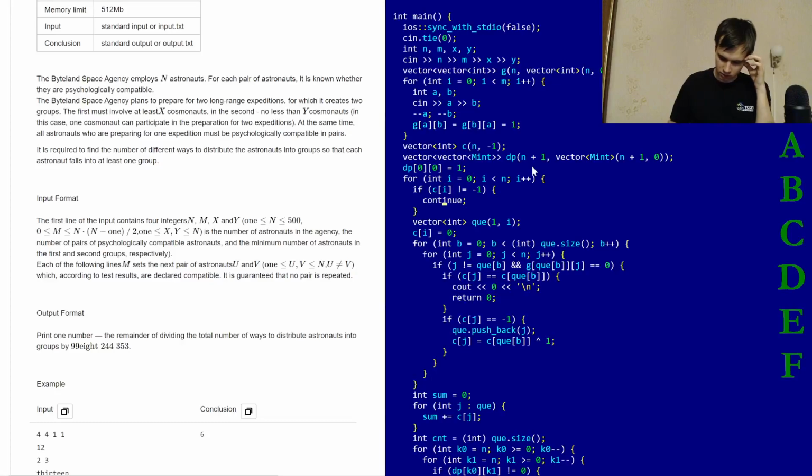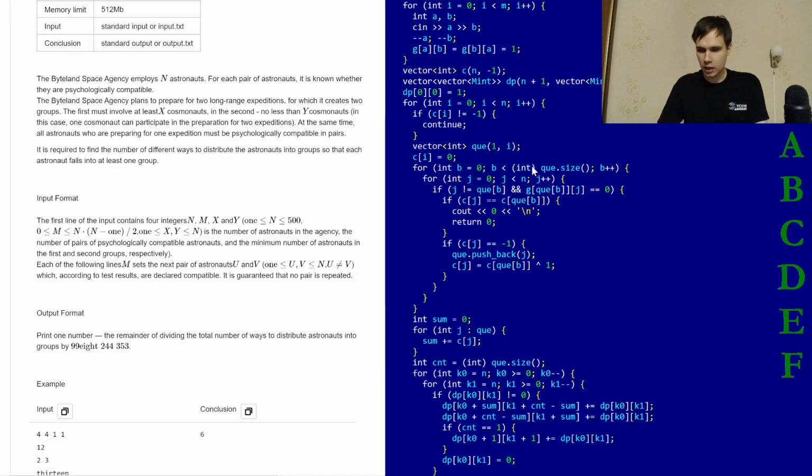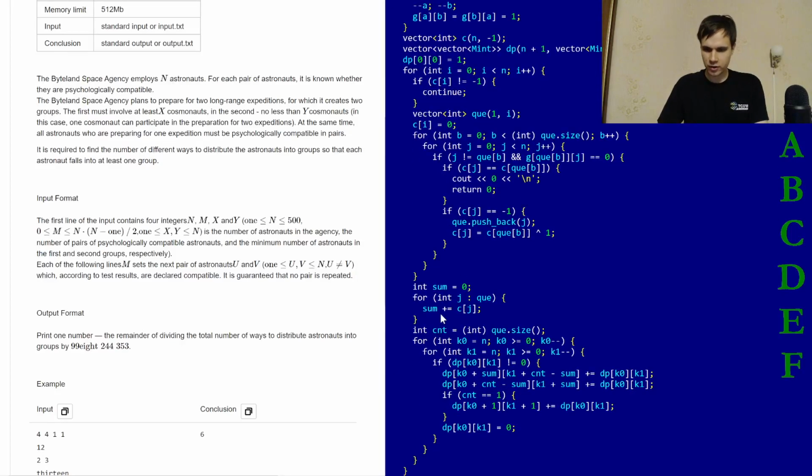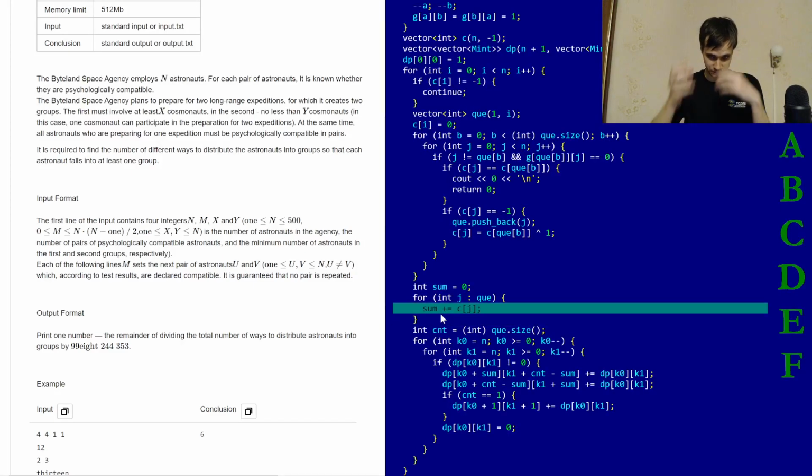And we just take each connected component in our graph, we color it into two colors. If a component is not colorable, then we have just 0 ways because it has to be bipartite. And after we know it is bipartite, we find how many vertices we have in each part, in each component, but we can color them in one way or the other way, right?